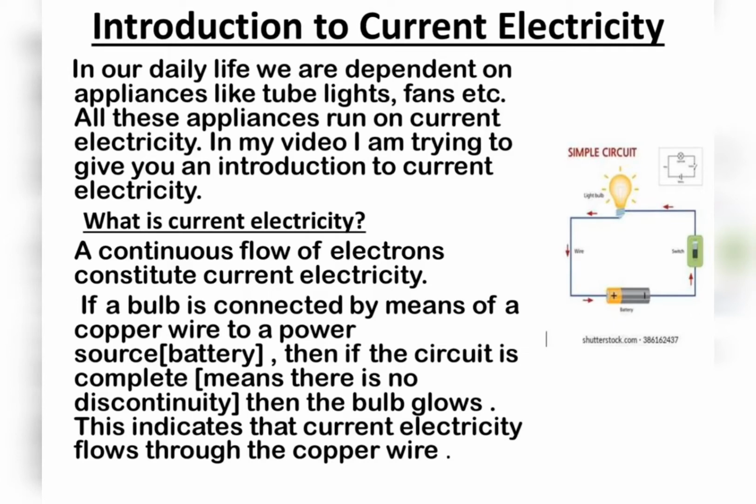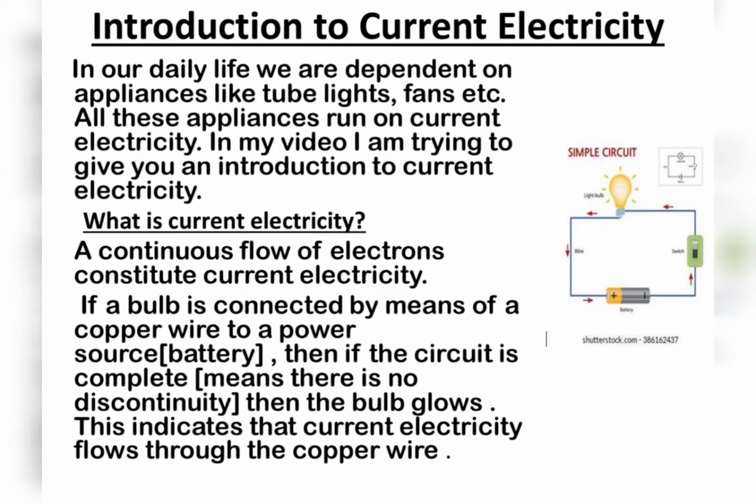Now why will electrons flow? Just like water flows from a higher level to a lower level, in the same way, the electrons will flow from a place where there is an excess of electrons to a place where there is obviously a deficit of electrons.